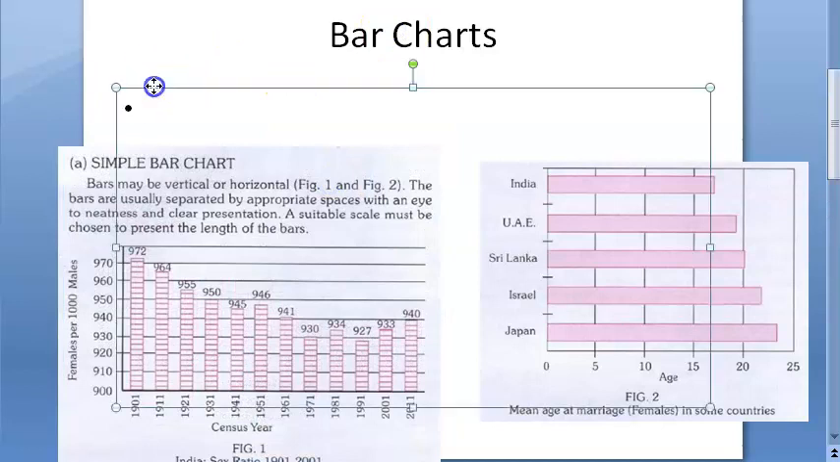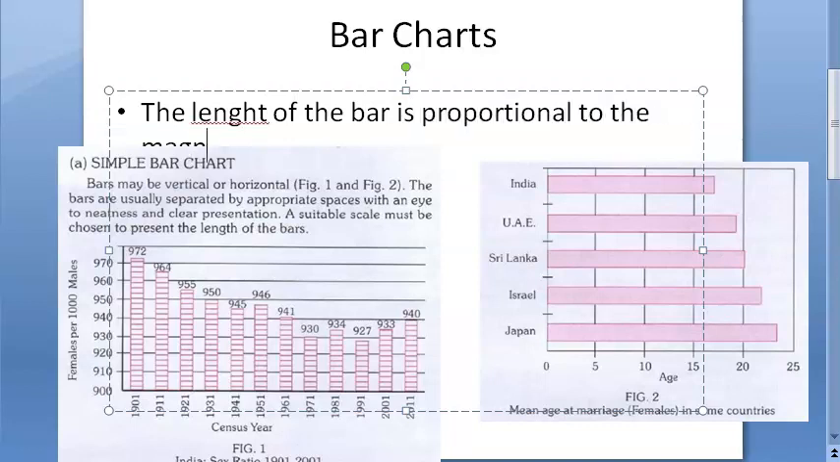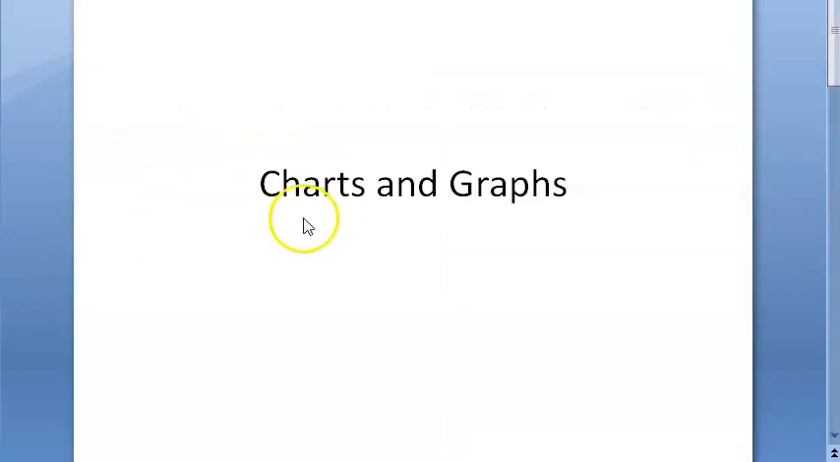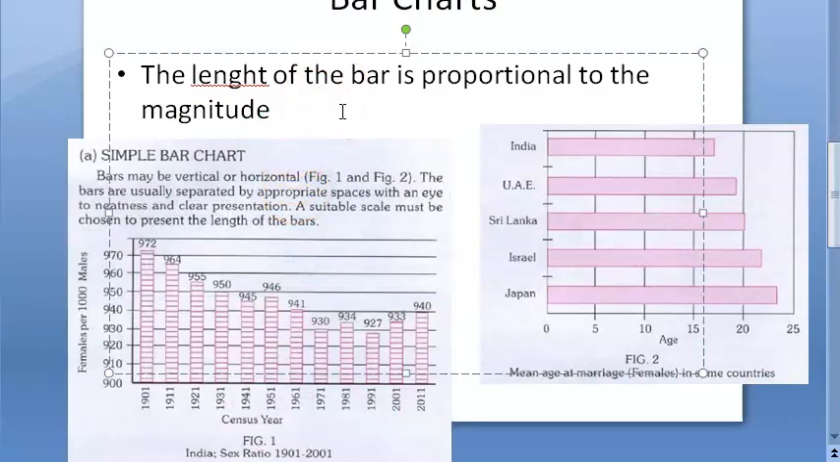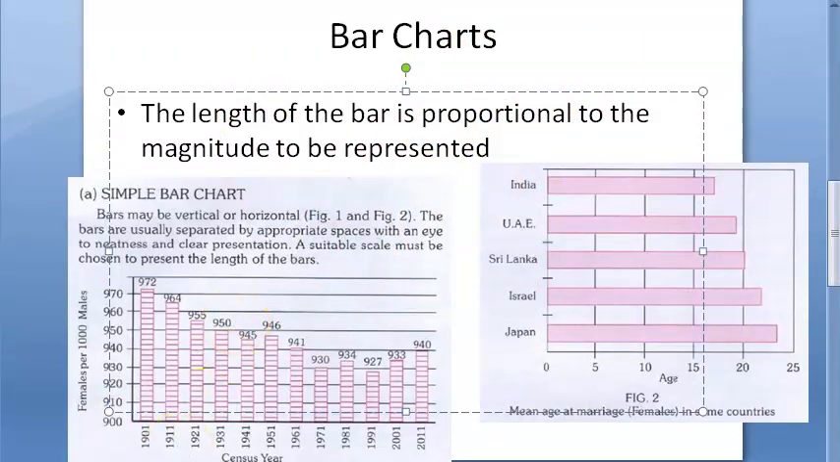So how will you define a bar chart? The length of the bar is proportional to the magnitude to be represented. So here you can see for India you want to represent smaller values, so the length is small here. For Japan you want to put a longer value, so the length of the bar is long. As simple as that.